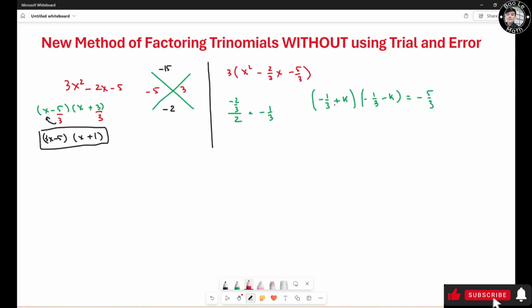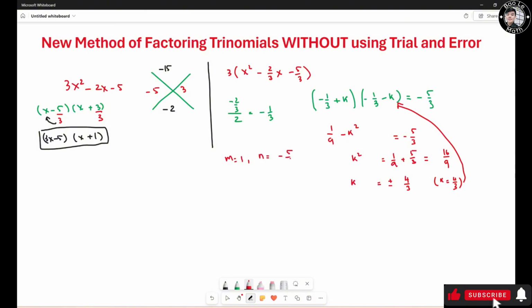Alright, so I'm going to use the difference of two squares formula. So it's going to be 1 over 9 minus k squared equals negative 5 thirds, right? So k squared equals 1 over 9 plus 5 thirds, right? And then this guy turns out to be 16 over 9, right? And then I take the square root of both sides, it's going to be k equals plus and minus 4 over 3. So I pick k equals 4 over 3. I substitute back over here. So I have two numbers, m equals 4 thirds minus 1 third, it's going to be 1. And then n equals negative 5 over 3, right?